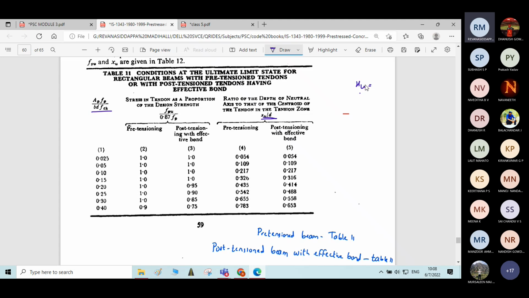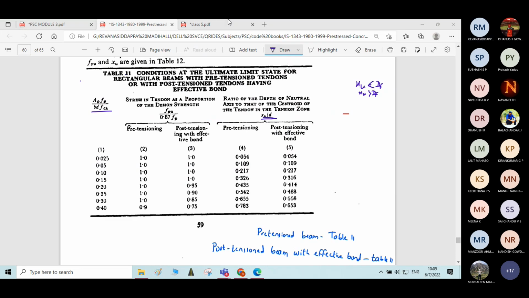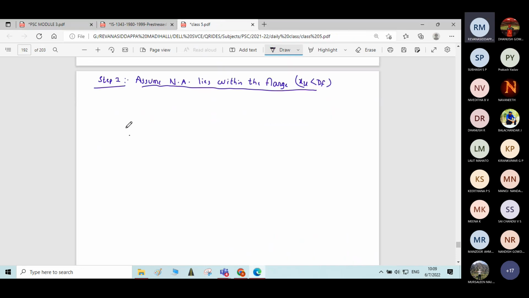Whatever value you get for this depth of neutral axis, if it is less than DF, then our assumption is correct. If it is greater than DF, then our assumption is wrong, meaning that the depth of neutral axis lies within the web. This is how we check whether the depth of neutral axis lies within the flange or within the web. Now, I have assumed that depth of neutral axis lies within the flange. Now you find this ratio, AP FP by B D FCK.